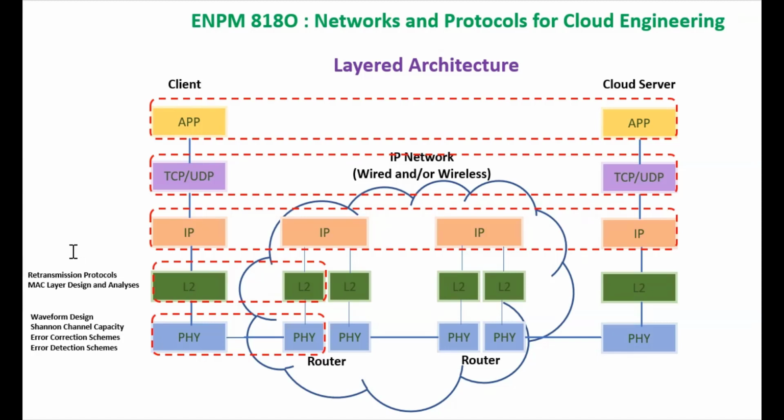Then we move one more layer above it, and that is the TCP layer and the UDP layer. It's also called the transport layer. Here you're going to learn about error control, congestion control, and flow control. These are needed in order for you to have a very reliable transfer of data.